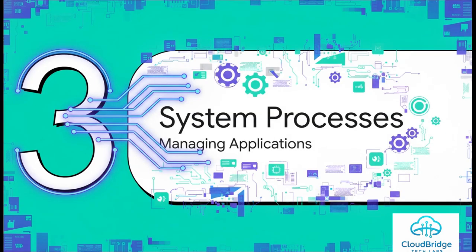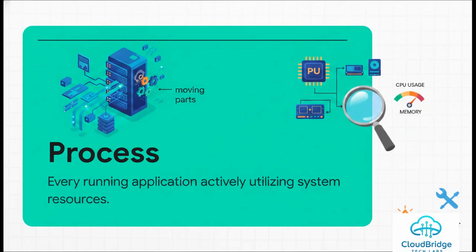Which brings us to Section 3, managing active system processes. Now, what happens when those passive services wake up and actually start doing work? They become processes. A process is just a running application that is actively gobbling up system resources and computing power. It's got moving parts, it's eating up memory, and it demands your immediate attention.